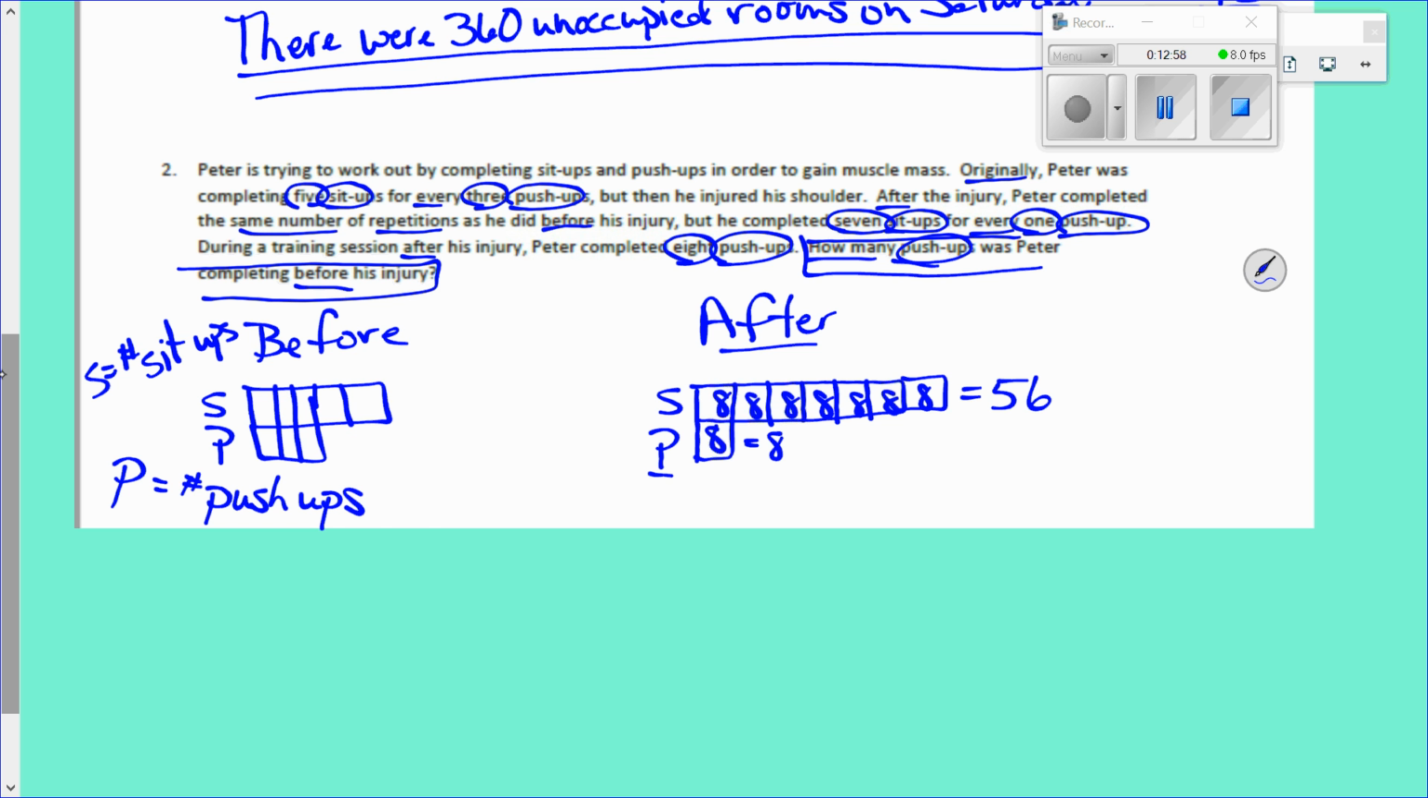Does everybody see that? Now here's one of the other big pieces. It told us he did the same number of repetitions before and after, right? And I had the same number of boxes. I had 8 boxes before, 8 boxes after. So if I have the same number of repetitions and the same number of boxes, that tells me my ratio constant can transfer over. So I can now put that ratio constant in all of these boxes as well. So how many sit-ups was he doing before?